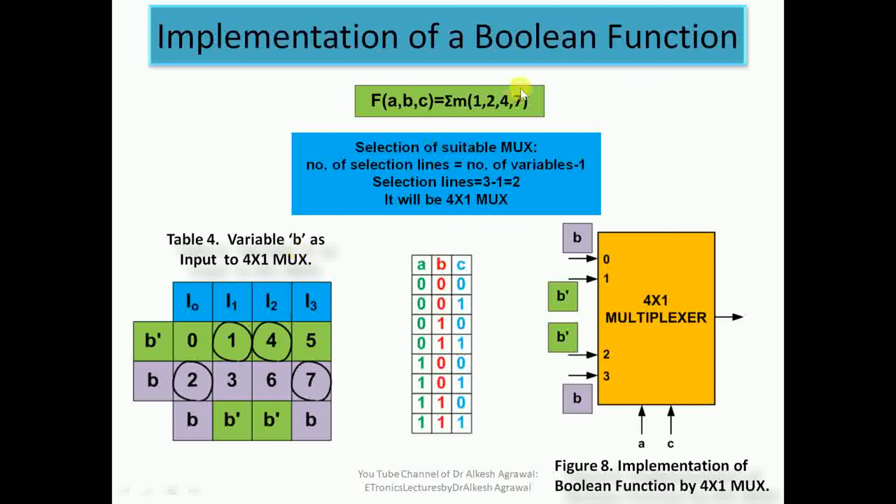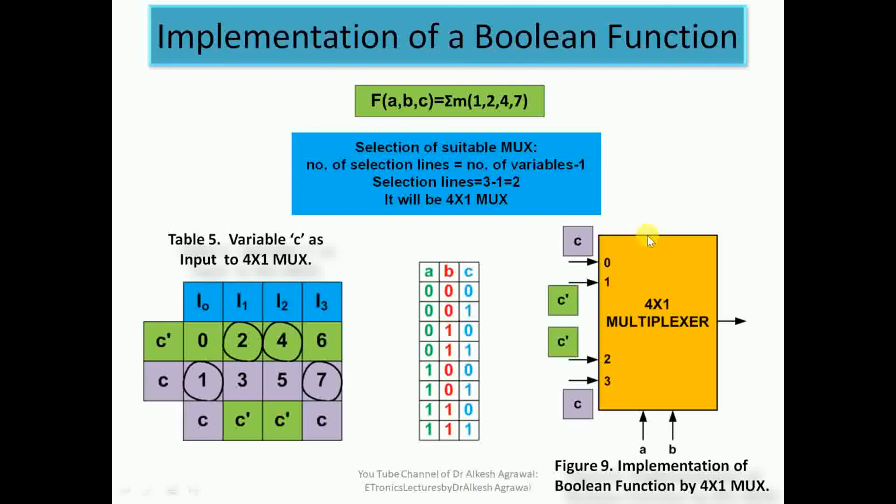Again I'll encircle the minterms 1, 2, 4, 7. Now we have to analyze column wise. Here the lower value is encircled, that corresponds to B. In this column the upper value is encircled, that corresponds to B complement. In this column the upper value is encircled, that corresponds to B complement, and in this column the lower value is encircled, that corresponds to B. So again inputs are B, B complement, B complement, B, as calculated through this table. This is the second method of realization where the selection inputs are A and C and the main input is B.